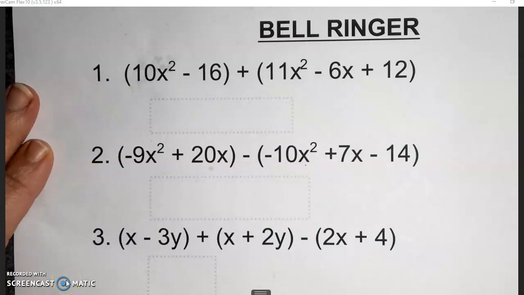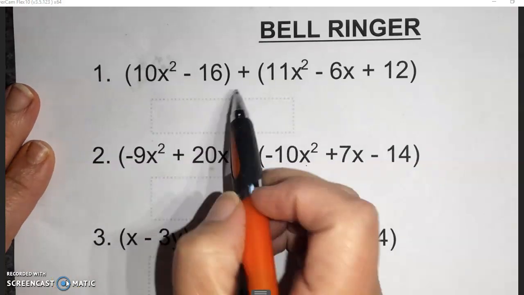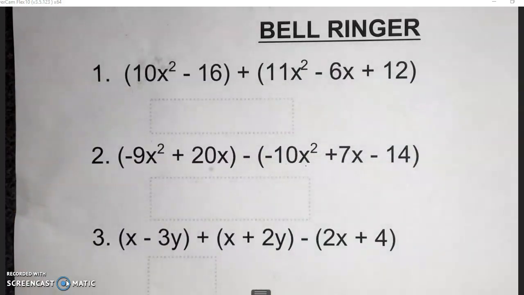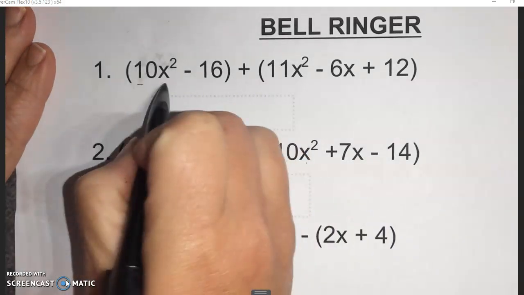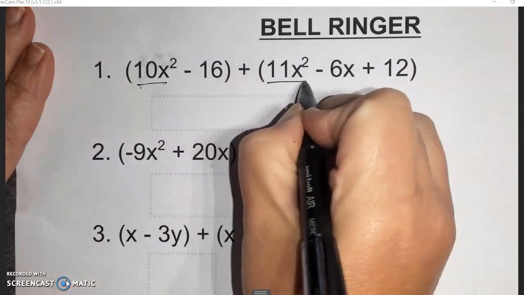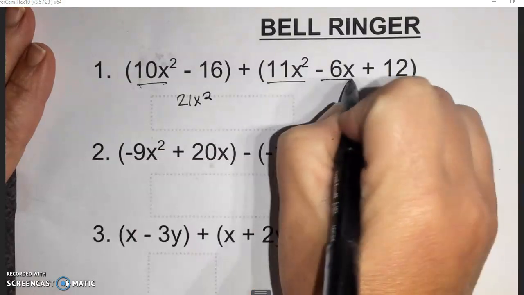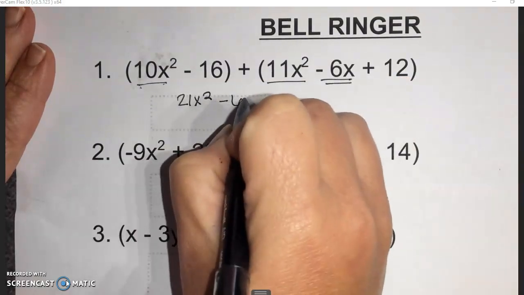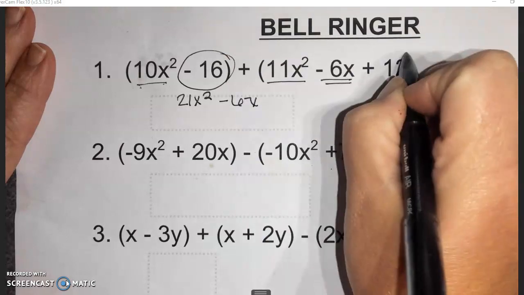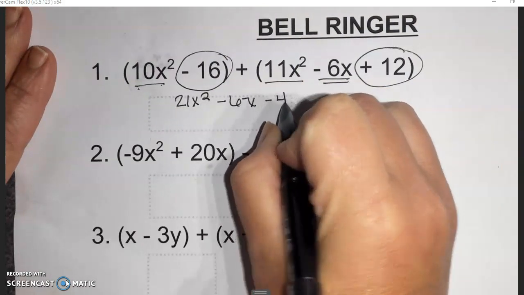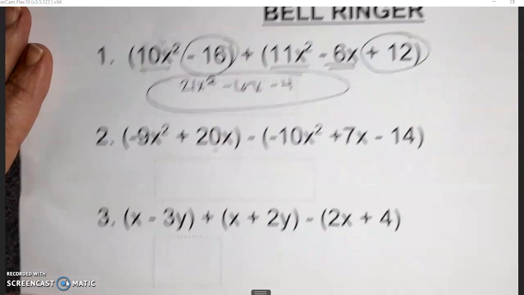So we're going to work through these problems together for today. First thing I notice is that my center sign is addition. So since it's addition, I can just drop my parentheses and add like terms. So 10x plus 11x is 21x squared. And then we have negative 6x. And we have negative 16 plus 12 gives us negative 4. So that would be our answer.